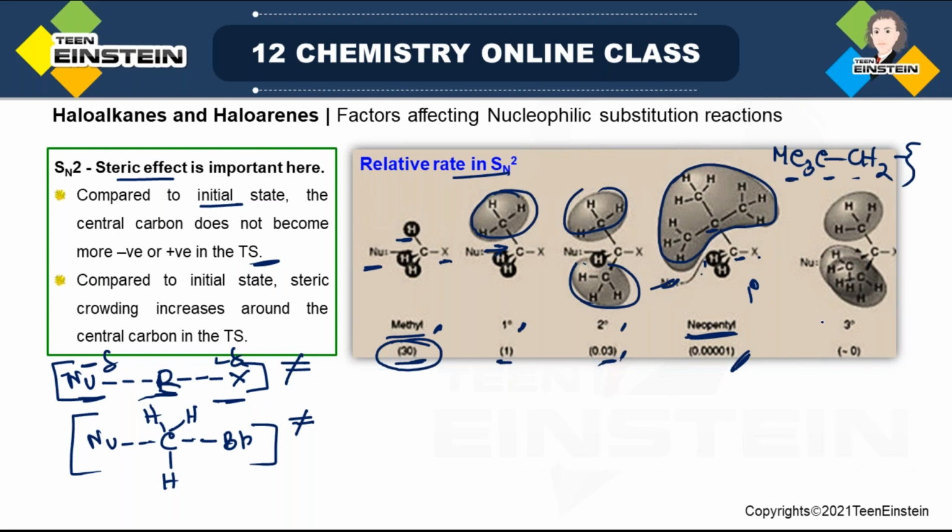After the neopentyl group we have the next species which is 3 degree, because now the carbon is attached to 3 methyl groups. Here also the nucleophile is facing a problem, and it is giving you almost 0 rate. So basically 3 degree is not at all a suitable starting material for SN2. If it is 3 degree, it gives the nucleophilic substitution reaction through the SN1 mechanism, not SN2. So for SN2, it is a cross sign.